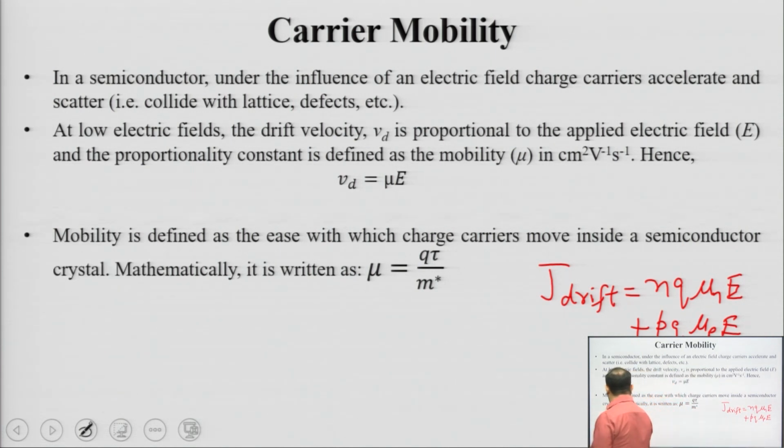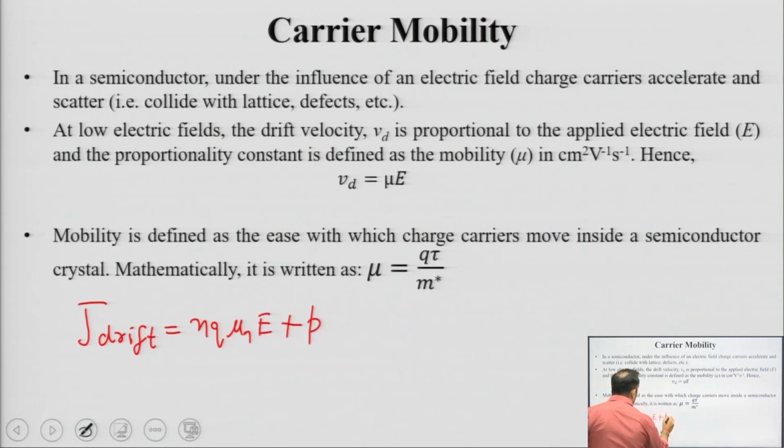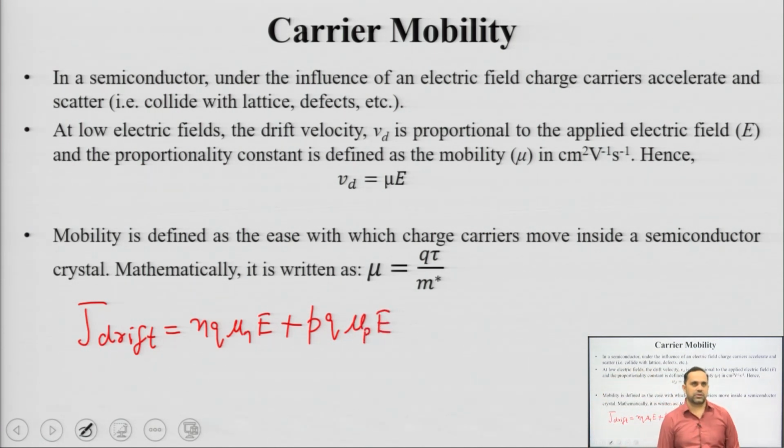I should just write it a little bit here. So, the total drift current, electrons as well as holes. This is what we had derived in the previous lecture.